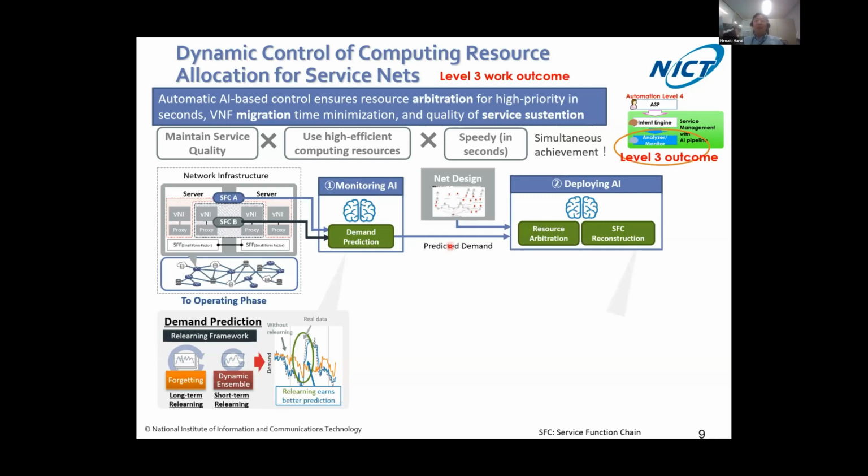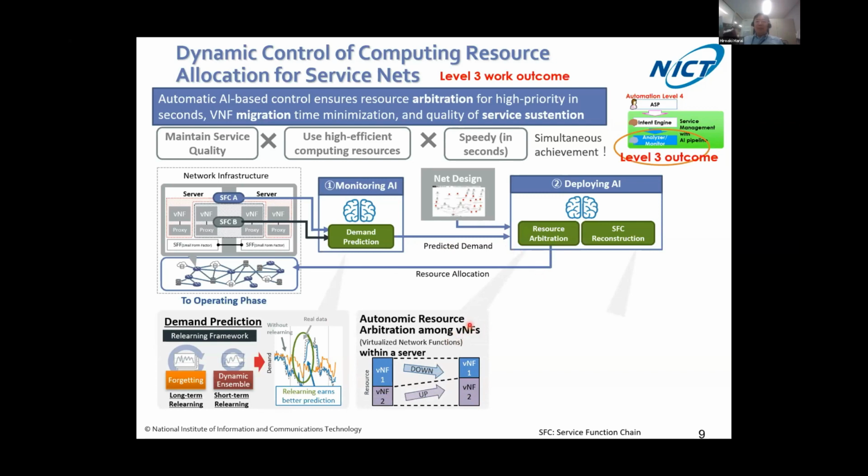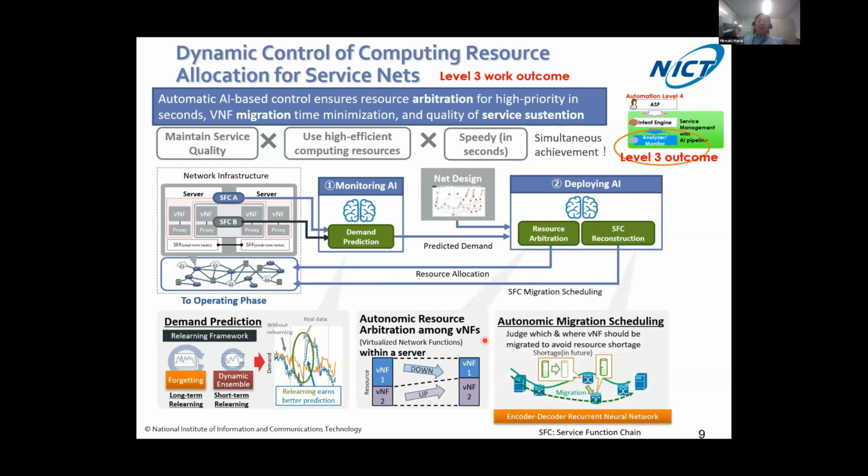It includes functionalities of resource arbitration within a server and an SFC migration scheduler over the network. The automatic arbitration part allocates adequate computational resources to VNFs according to the predicted demand of them in each service. In the best cases, it uses resources with 30% higher effectiveness. If there is a resource shortage that is hardly resolved by the arbitration, the migration scheduler decides which VNF should be migrated, and where, to avoid the shortage. This scheduler is based on an encoder-decoder RNN. It solves the migration problem quickly despite a small number of cells.